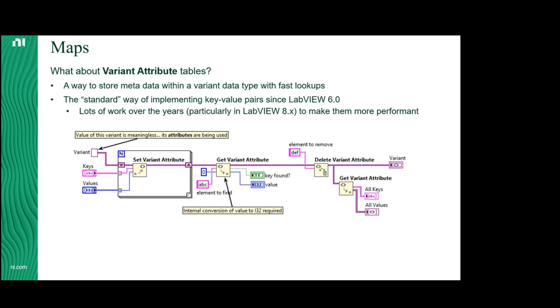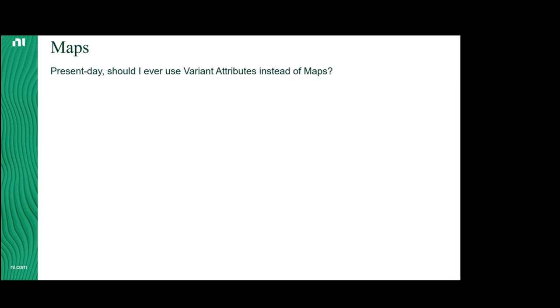Well, people started using it as a full-blown data store. And so back in the LabVIEW 8.x timeframe, LabVIEW R&D put in a ton of work to make these things as performant as possible, because this is how everybody was doing their maps basically back in those days. So variant attribute tables ended up being an incredibly efficient, performant way to do data lookups when you needed a map-like data structure. So the question that Norm asked before my presentation started, he didn't even know I was going to answer this, but I am.